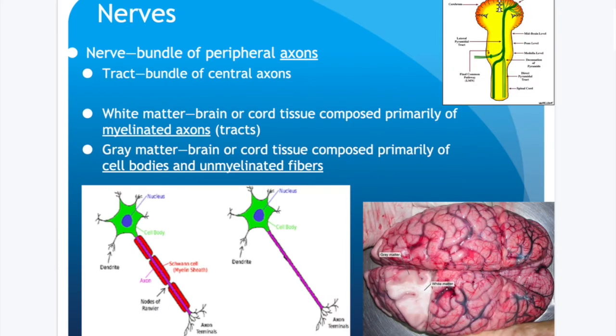Okay. So looking still a little more at nerves, if we have a bundle of peripheral axons, that is considered what a nerve would be. It's all the long part of different neurons bundled together. A nerve tract would be a bundle of central axons. And then we can have white matter or gray matter in the brain or the spinal cord.